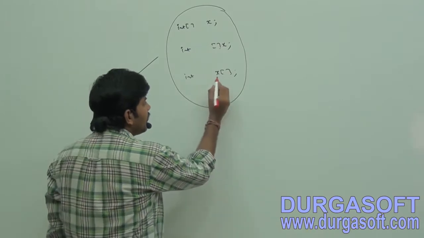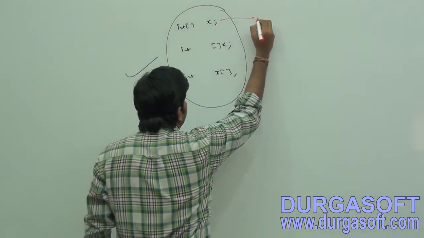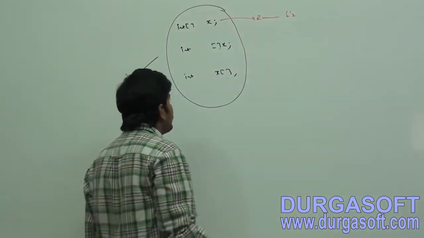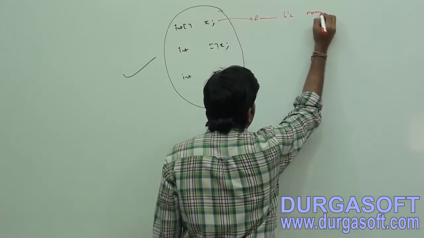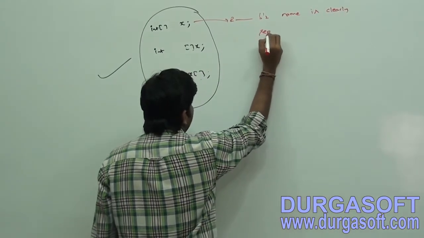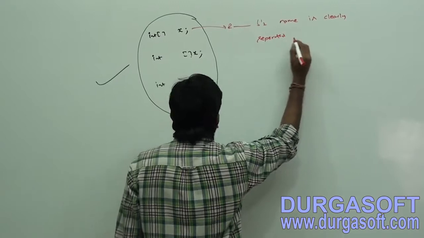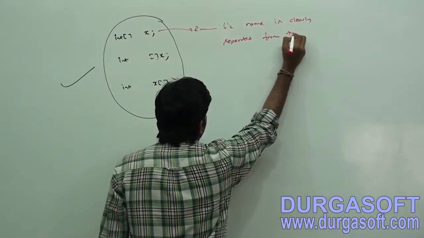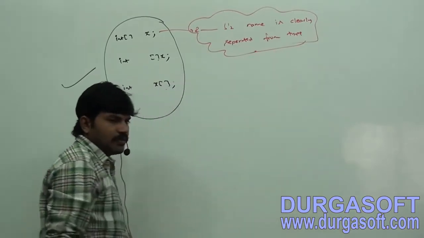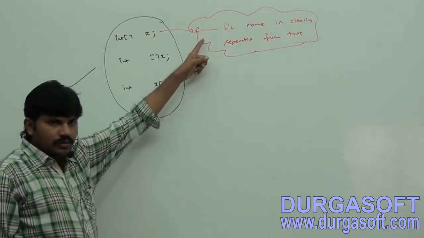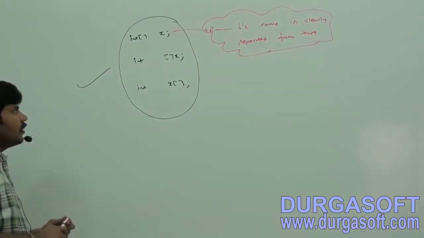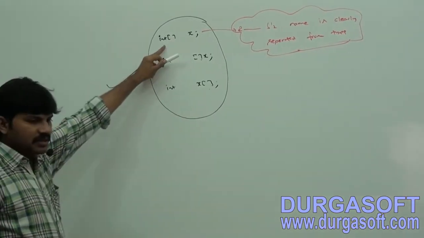That's why, even here there is the same problem. This one is recommended because the name is clearly separated from the type. Are you getting it? Name is clearly separated from type. This is what you have to remember. Are you getting the point?